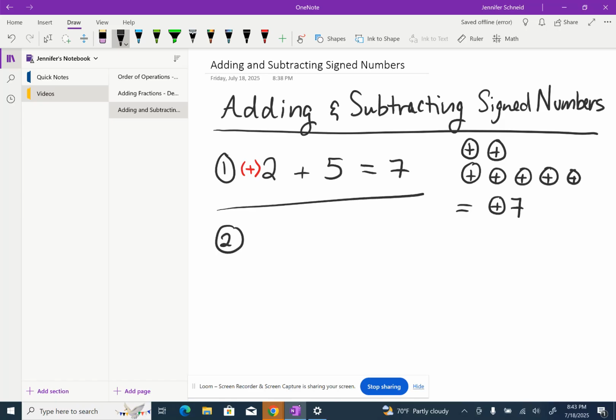Now for another example, how about if I had 2 minus 5? Now, one thing that's kind of weird that you can do is you can rewrite 2 minus 5 as 2 plus a negative 5. So that is a definition of subtraction. You can rewrite it as addition of the opposite. And so what this says, remember there's a little plus hiding in front of the 2, is that you have 2 positives and now you have 5 negatives.